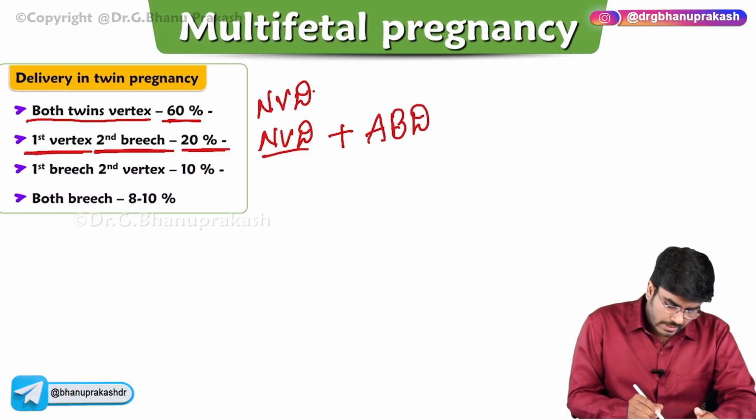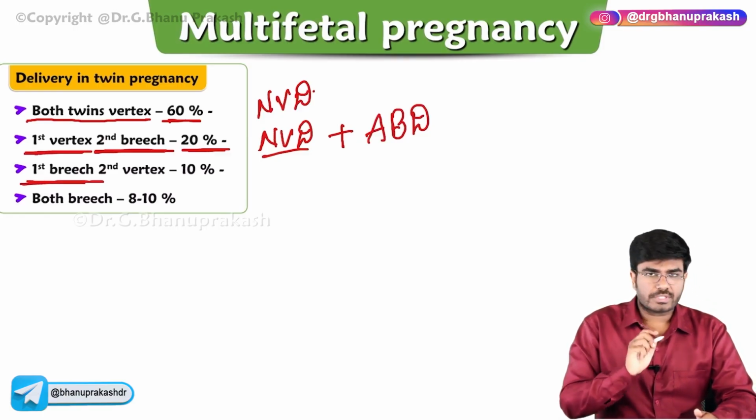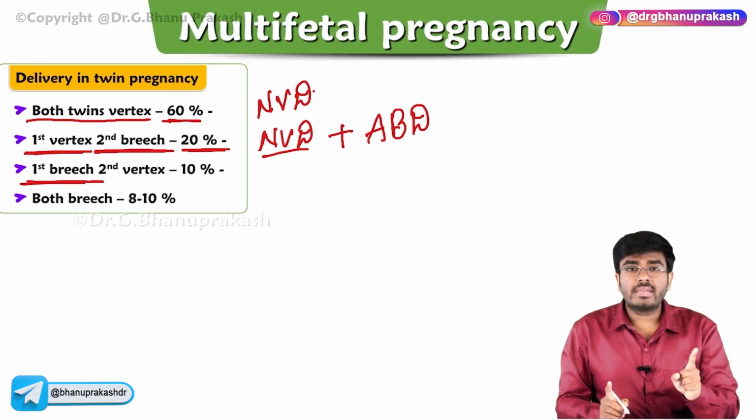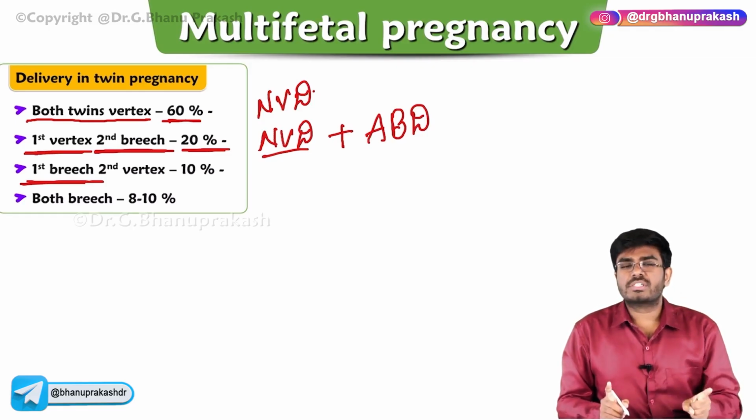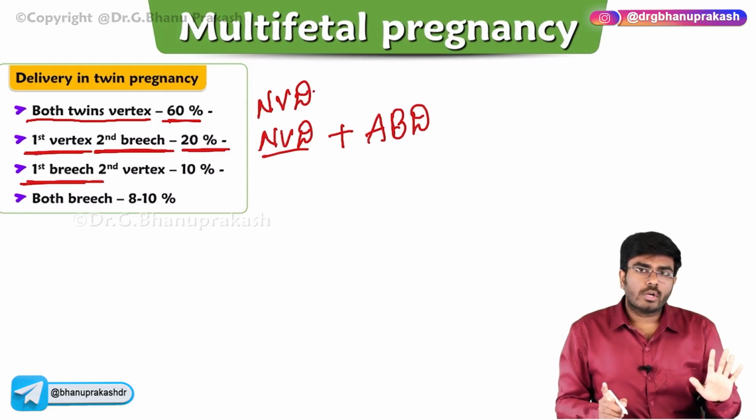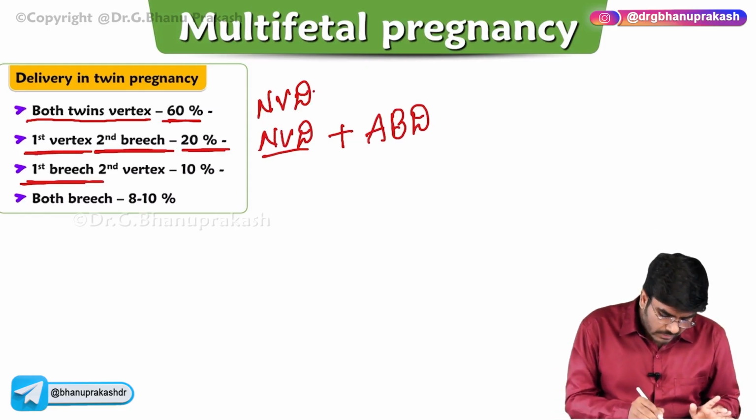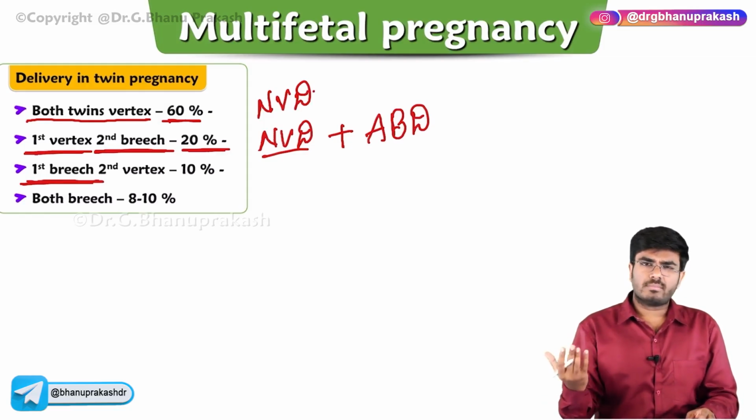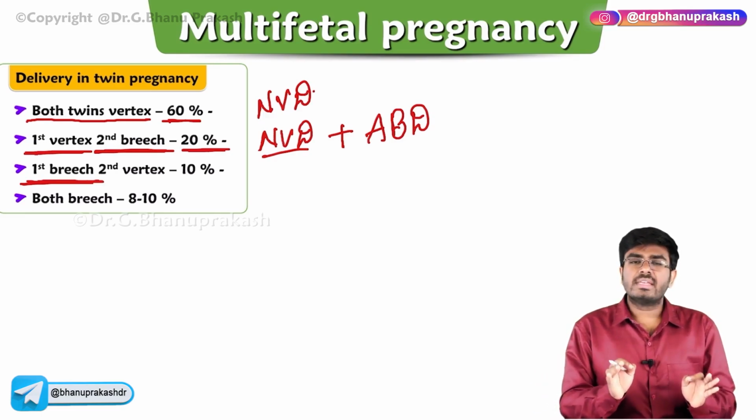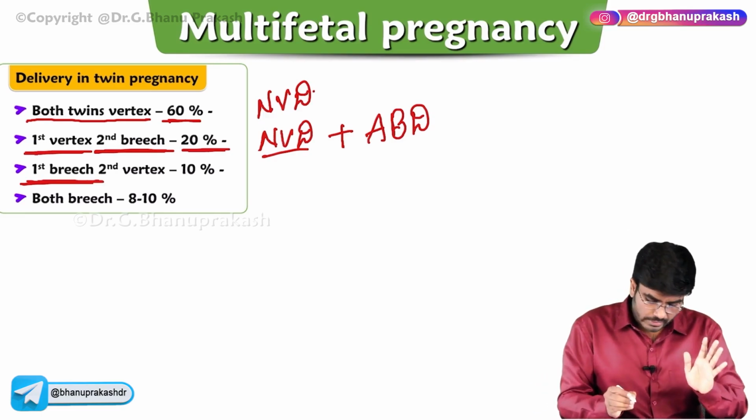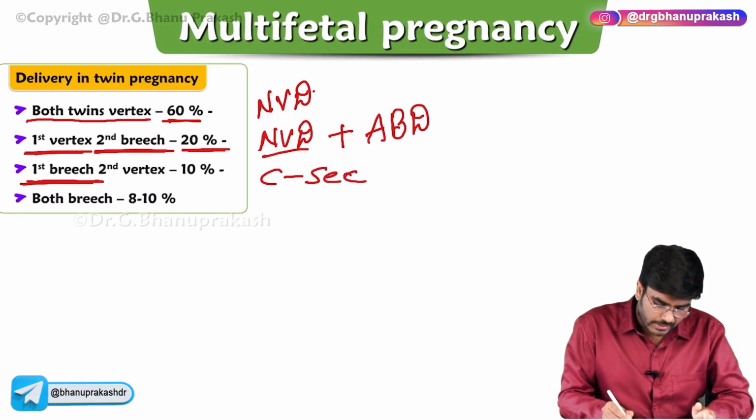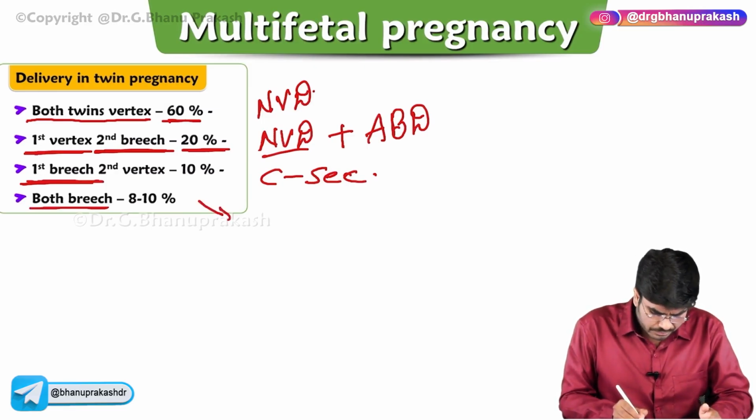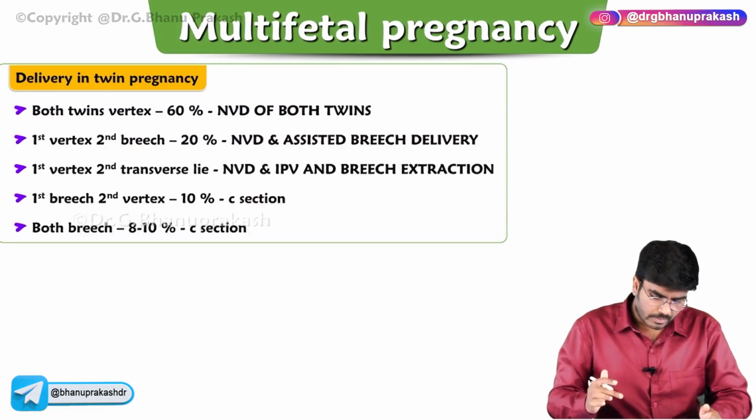Let's talk about the third condition. Please concentrate guys here. The first twin is in breech position. So if it is in breech, can you do normal vaginal delivery? No. If the first twin is other than cephalic position, other than vertex position, we cannot do normal vaginal delivery. So first twin is in breech, normal vaginal delivery is not possible. Doesn't matter whatever the position of the second twin. If the first twin is not in cephalic position, we will do only C-section. Now, if both the twins are in breech, simple, we will go with the C-section.